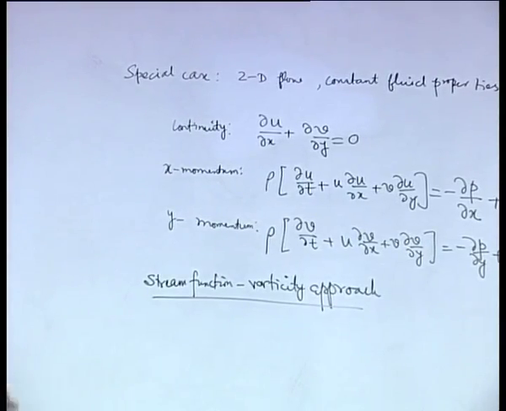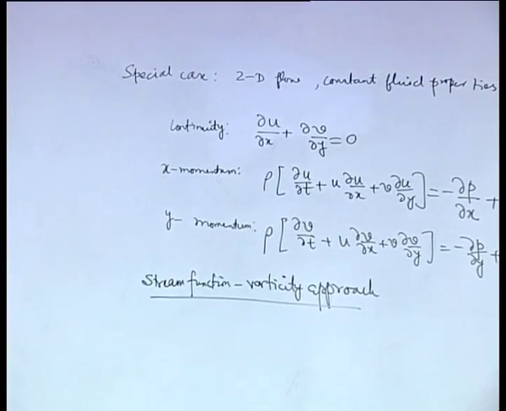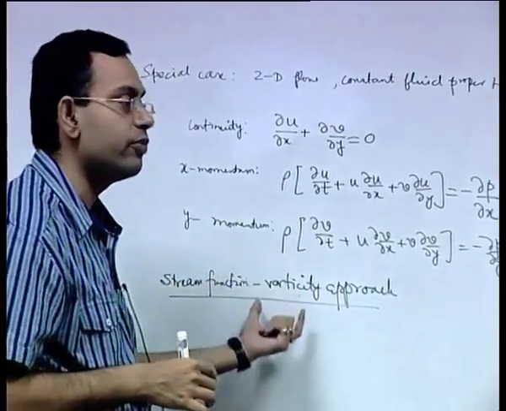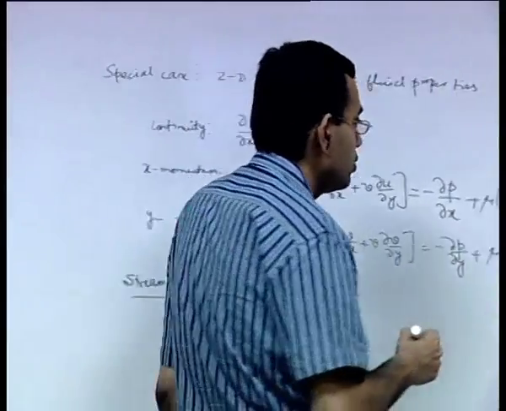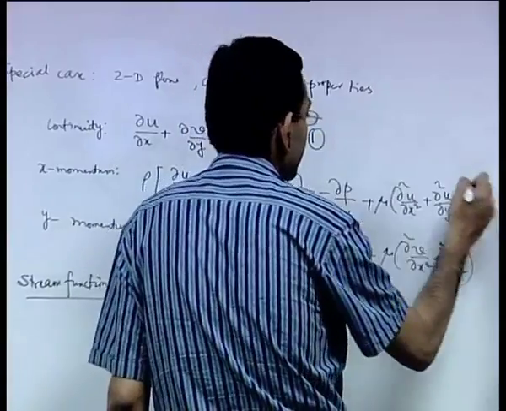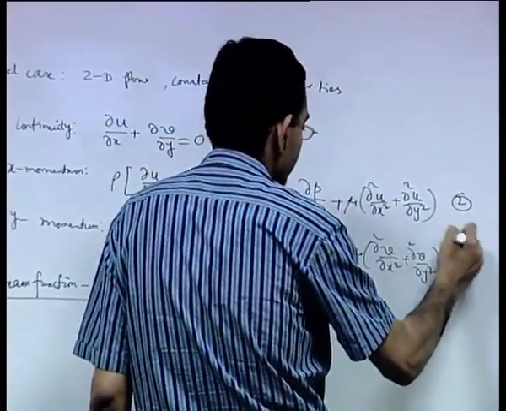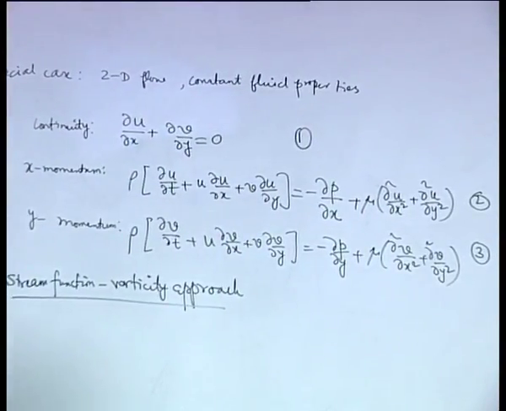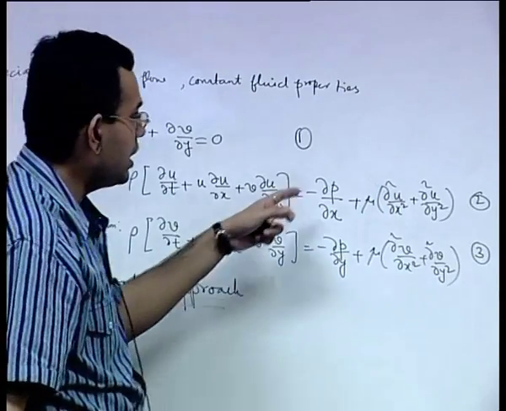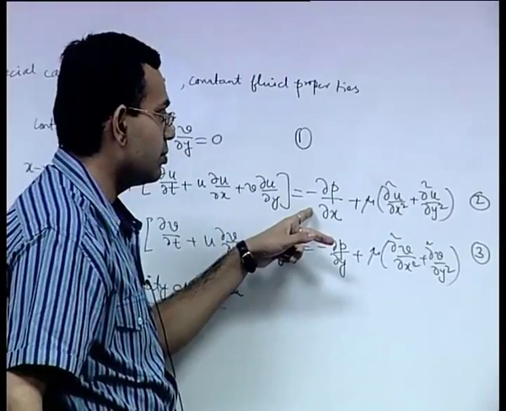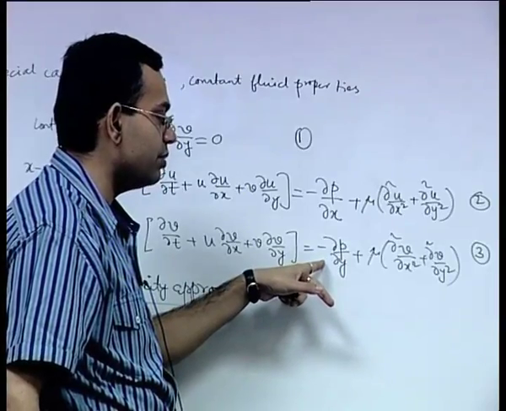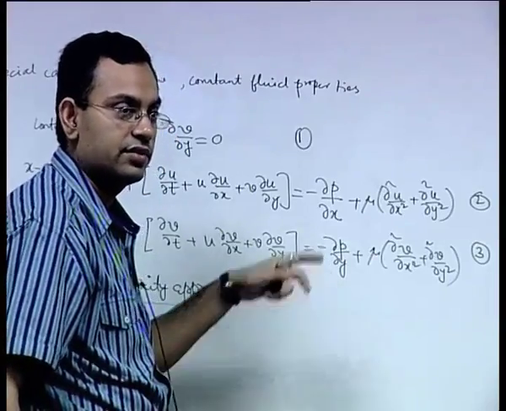So the primary objective of this approach is to eliminate the pressure gradient and write governing equations in terms of the variable stream function and vorticity. So let us number these equations before we manipulate them. So how can we eliminate pressure gradient? We differentiate equation 2 partially with respect to y, differentiate 3 partially with respect to x and subtract.